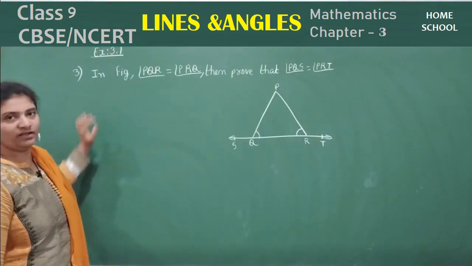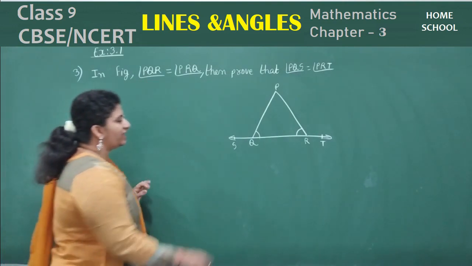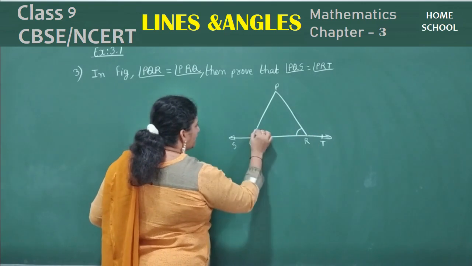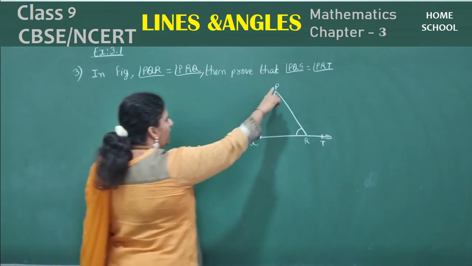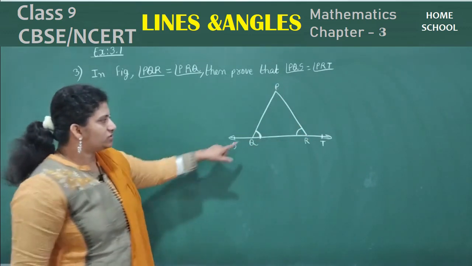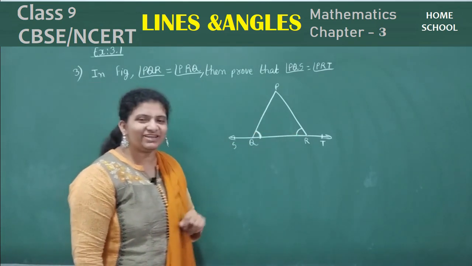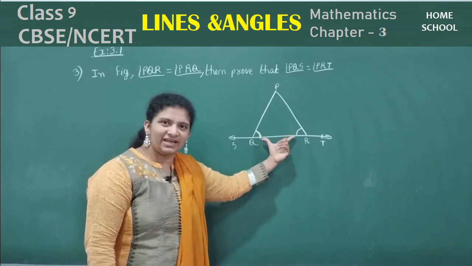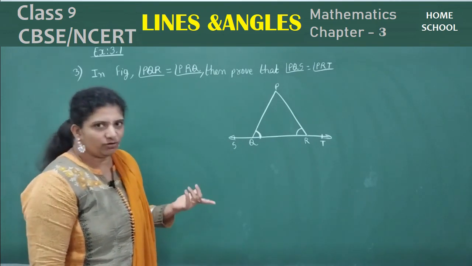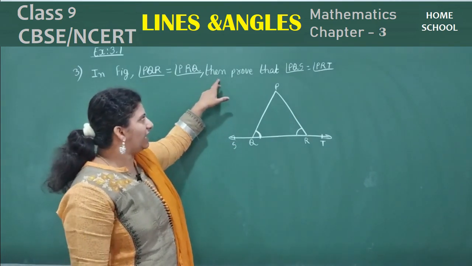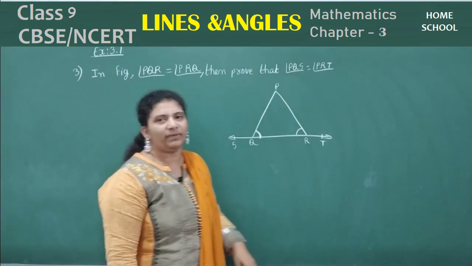In the third problem, children, in figure, angle PQR. Identify where it is. PQR. This is the angle, right? Angle PQR is equal to angle PRQ. So this angle equal to this angle given. So immediately see the triangle children. What you remember? If two angles are equal, then their opposite sides are equal. But what we are going to prove, we don't know. So don't write that. So now then prove that angle PQS is equal to angle PRT.